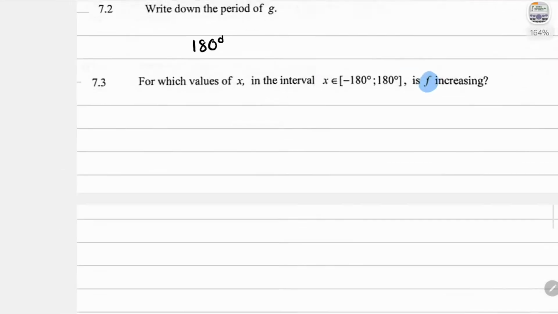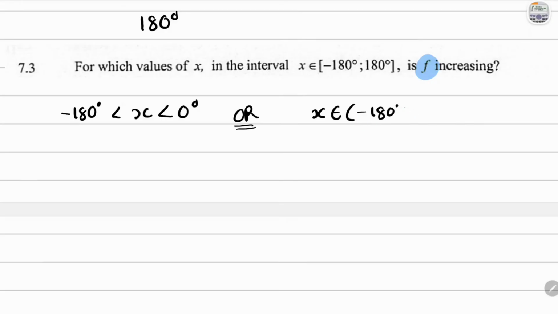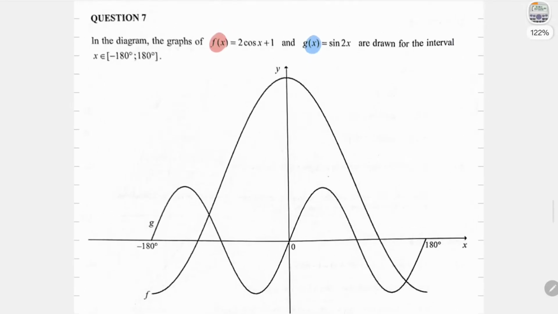So we can just answer them. You can put it as a set, in interval notation, or in set builder notation. Here I can tell them that x is greater than negative 180 degrees, but less than 0 degrees. Or we can say x is an element of, going from negative 180 degrees all the way to 0 degrees.